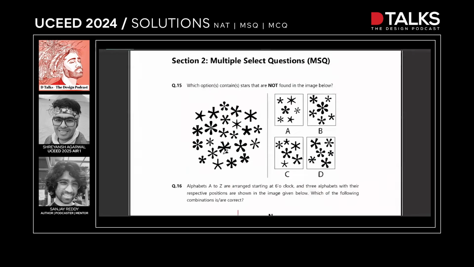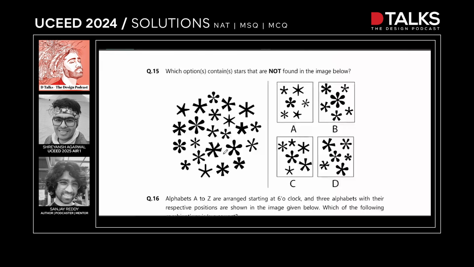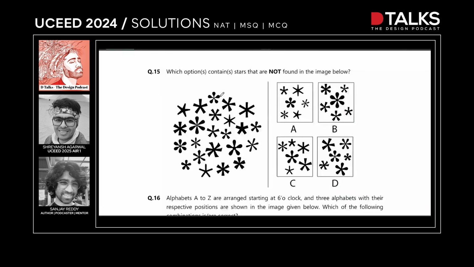On to multiple select. Which options contain stars that are not found in the image below? Okay, so pretty easy question. Just see if this star is there or not. So in the first option, I don't think this star is there in the image. It is there. Oh wait, it's there. Right, it's there.